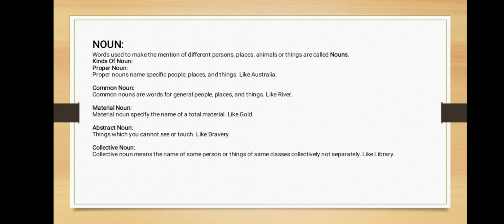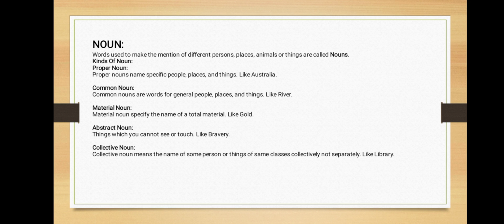Noun. First of all, noun. Noun comes from the Latin word nomen, which means name. The definition of noun is words used to make mention of different persons, places, animals, or things. There are many examples of noun, like cat, Maham, Nimra, Karachi.